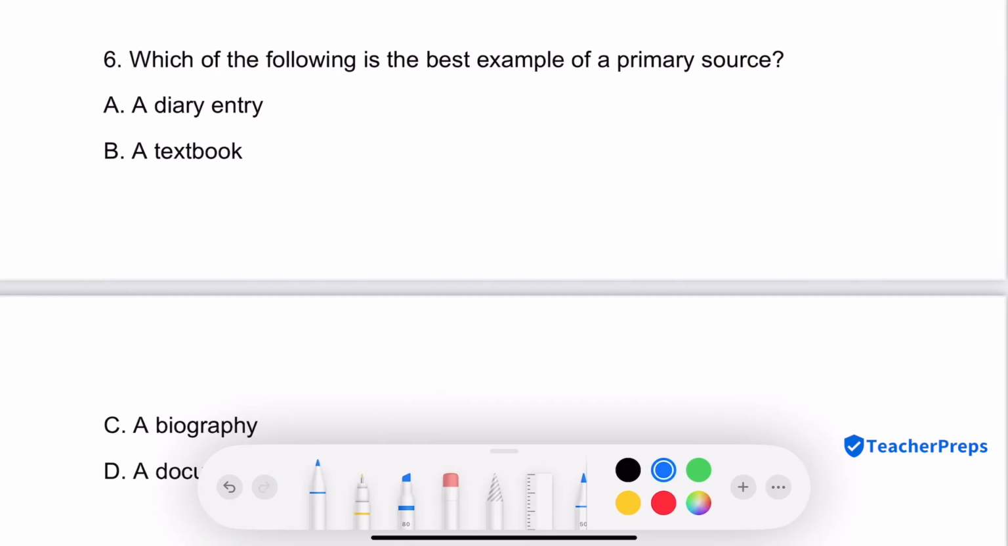Moving on to question number 6. And this asks, which of the following is the best example of a primary source?